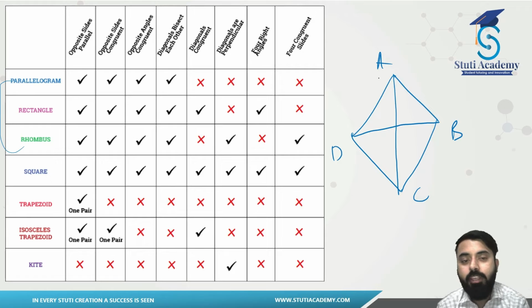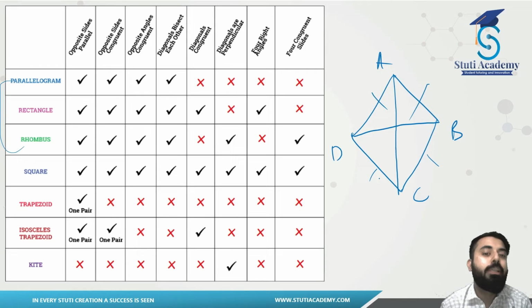So you see, in this case, opposite sides are parallel. Obviously they are. But in the case of a rhombus, each side is equal too. That means opposite sides are parallel, opposite sides are congruent, adjacent sides are congruent too. So you can see each side is congruent to one another. AB will be equal to BC equals CD equals DA. That has already been discussed.